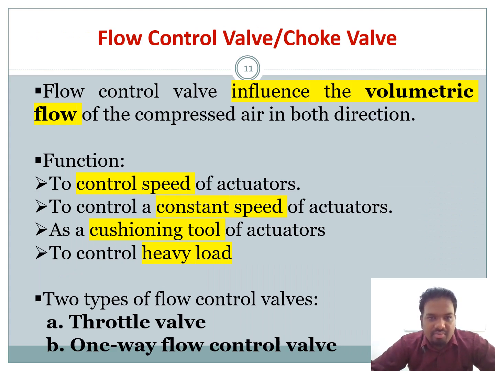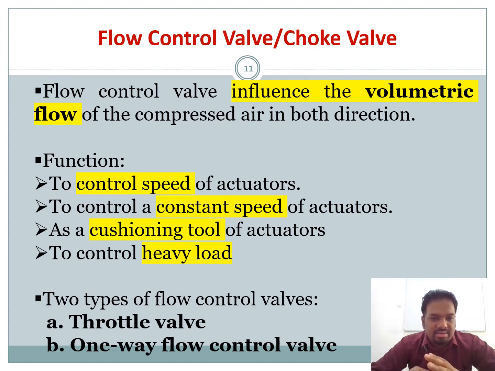Okay, then we have a flow control valve, or we call it a choke valve. Initially we have seen the non-return valves, so we move to the second part of the video. We will discuss the flow control valve or choke valve. The flow control valve influences the volumetric flow of the compressed air in both directions. Practically, in simple terms, it will control the flow in your pneumatic system.